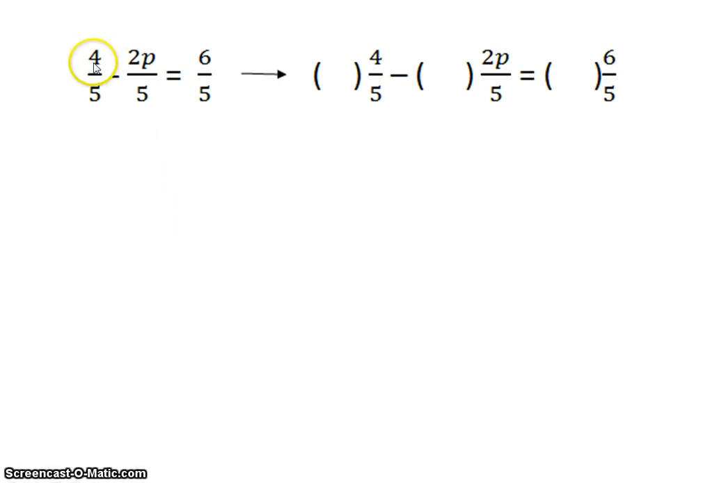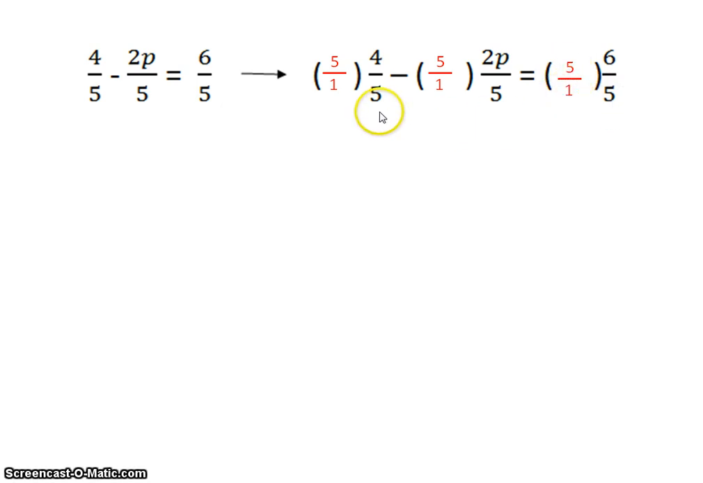In this example, we have 4/5 minus 2p over 5 equals 6/5. Now, our first step is to eliminate the fractions. We need a common denominator, so we're going to look at the denominators of 5, 5, and 5. Well, the common denominator would be 5, so I need to multiply every term by 5 or the fraction 5 over 1. So 4/5 is going to be multiplied by 5 over 1. 2p over 5 is going to be multiplied by 5 over 1. And 6/5 is going to be multiplied by 5 over 1.